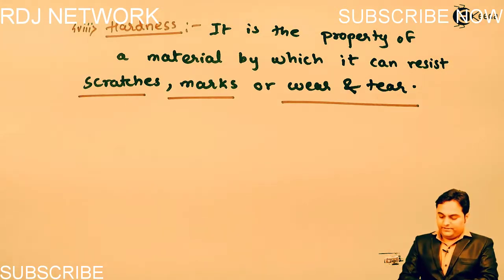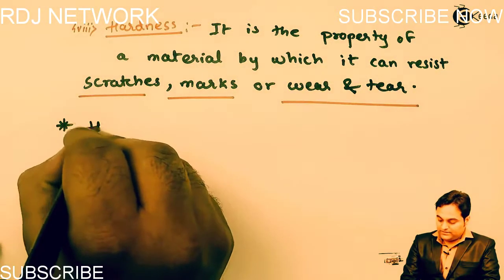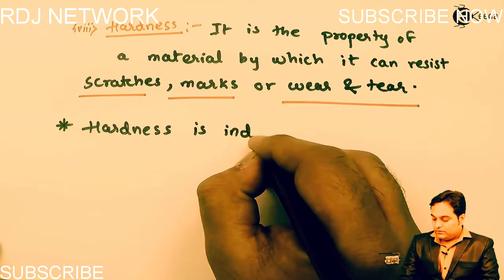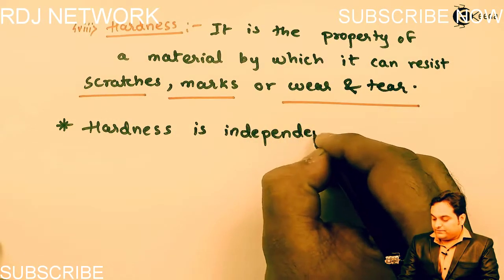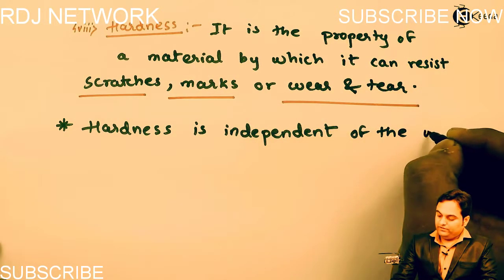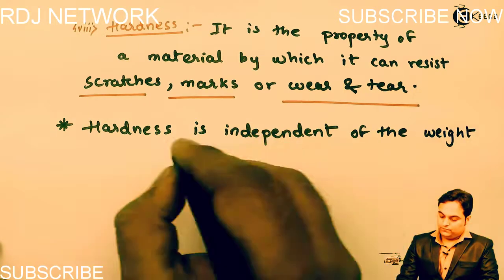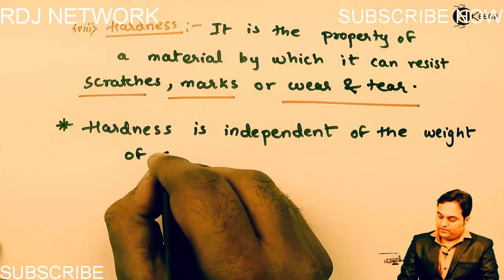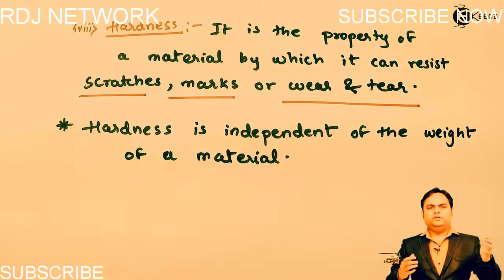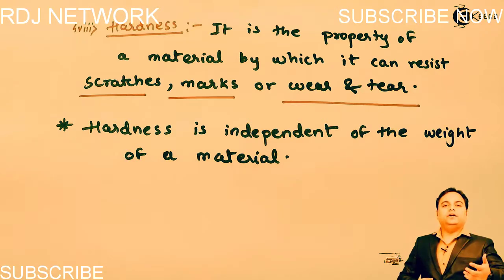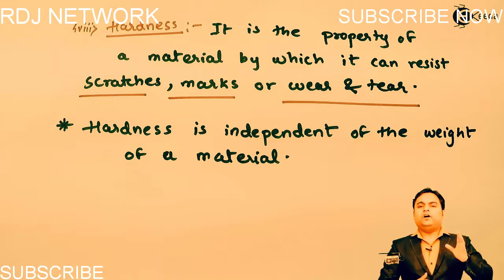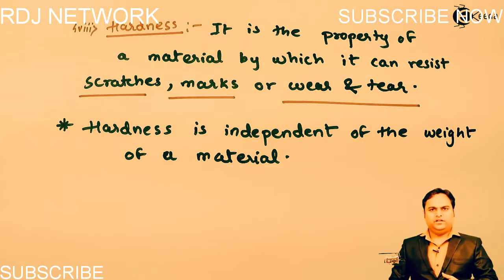Hardness is independent of the weight of a material. So we cannot say that if a certain material is heavy, it means it will be hard. If a material is light, then the hardness will be less. We cannot say this because hardness is independent of the weight of the material.